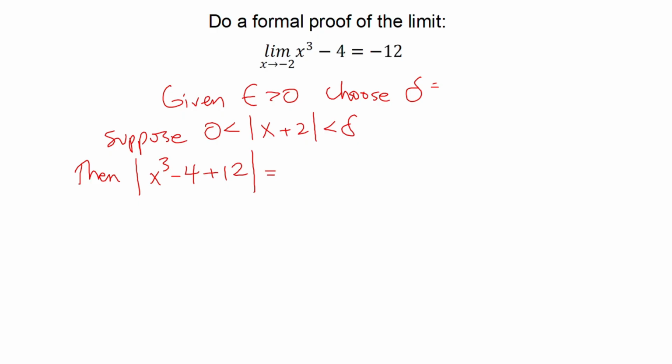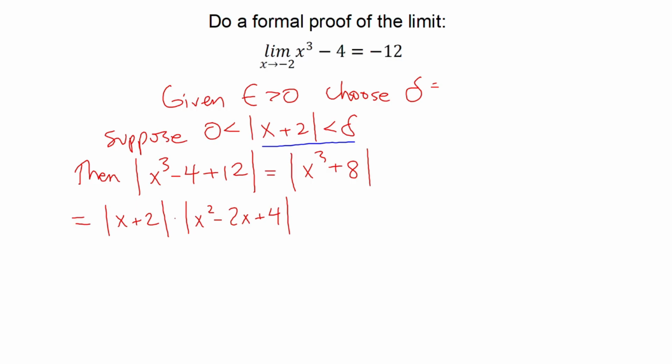So we'll simplify down what's inside that absolute value. It'll become x cubed plus 8 inside of there. And we can then factor that using the sum of cubes into an absolute value of x plus 2 times an absolute value of x squared minus 2x plus 4. And again, you need to know the sums and differences of cubes for this test. So from there, we now should hopefully see that we have the x plus 2 is less than delta, which means that this is less than delta times the absolute value of x squared minus 2x plus 4.